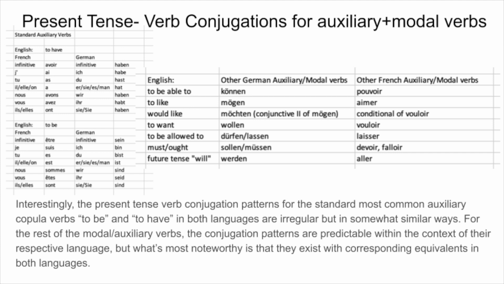Interestingly, the present tense verb conjugation patterns for the standard most common auxiliary copular verbs to be and to have in both languages are irregular but in somewhat similar ways. For the rest of the modal/auxiliary verbs, the conjugation patterns are predictable within the context of their respective language, but what's most noteworthy is that they exist with corresponding equivalents in both languages.